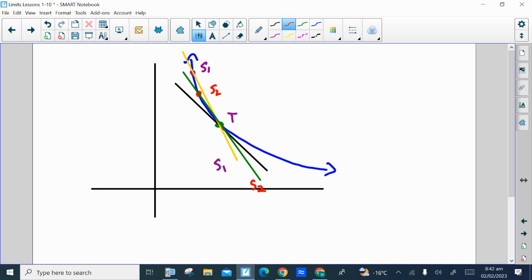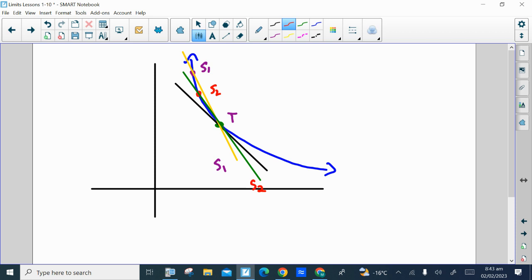And then we would keep doing that, moving the secant point closer and closer to T, the point of tangency. Every time you do that, you're going to get a different line with a different slope. But those slopes will approach the slope of the tangent line. The closer that secant point gets to T, the closer the slope of that secant line will get to the slope of the tangent line. Again, this is the concept of a limit. The slope is approaching the slope of the actual tangent line.